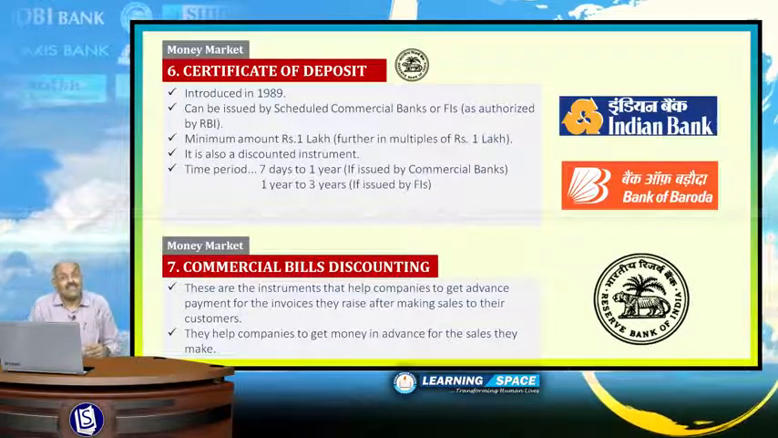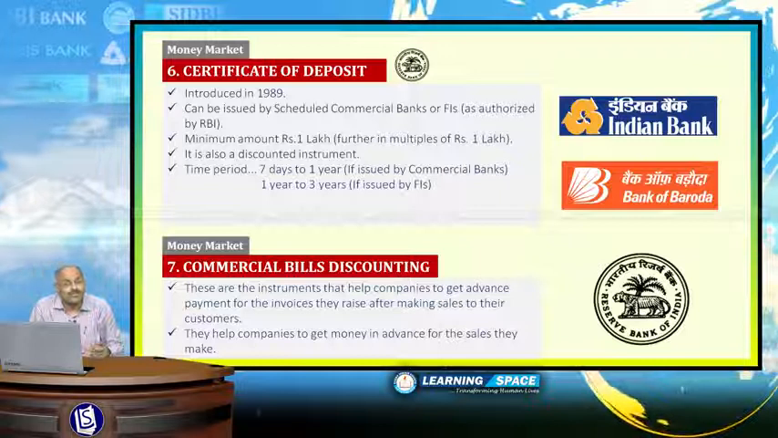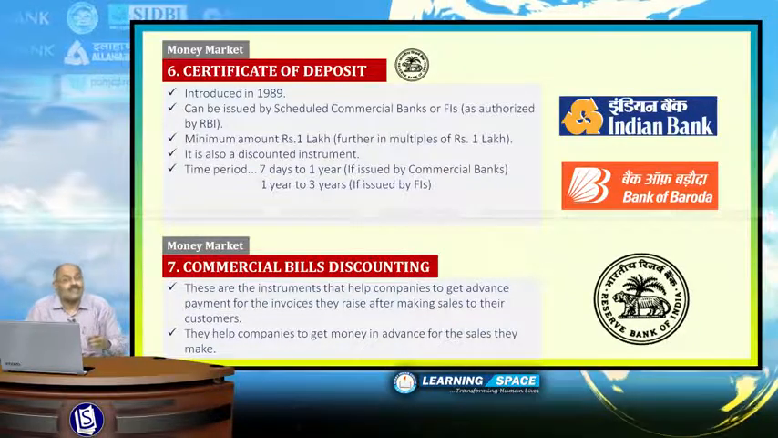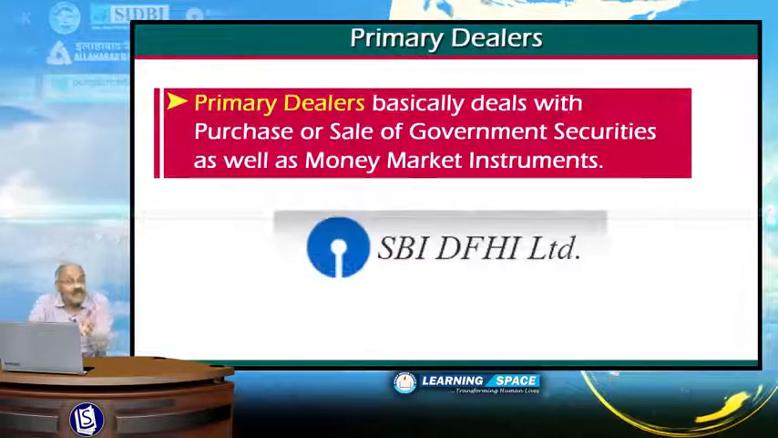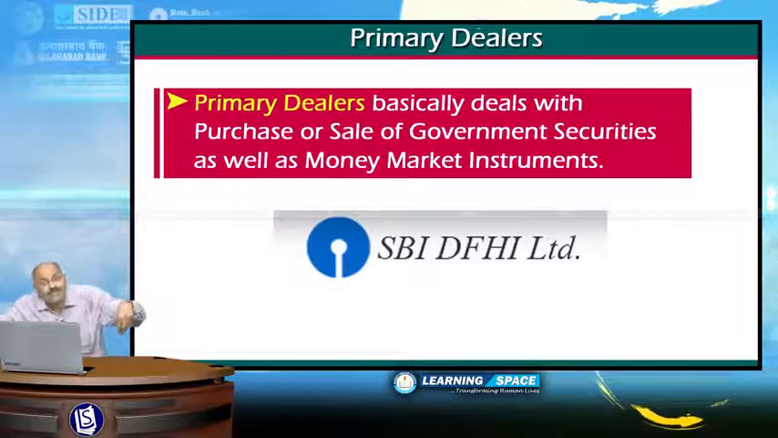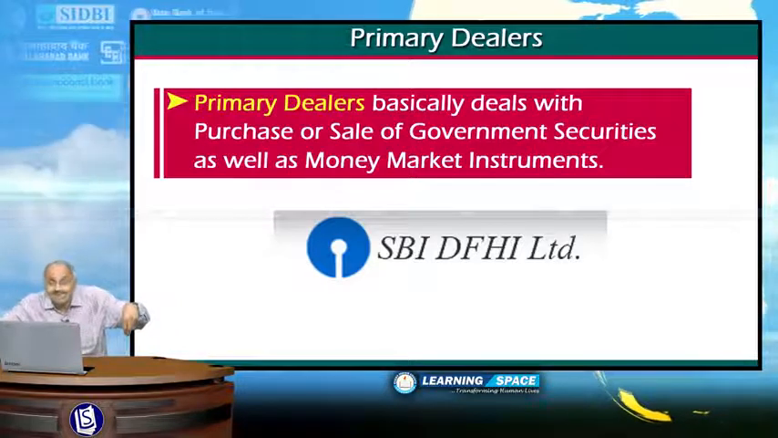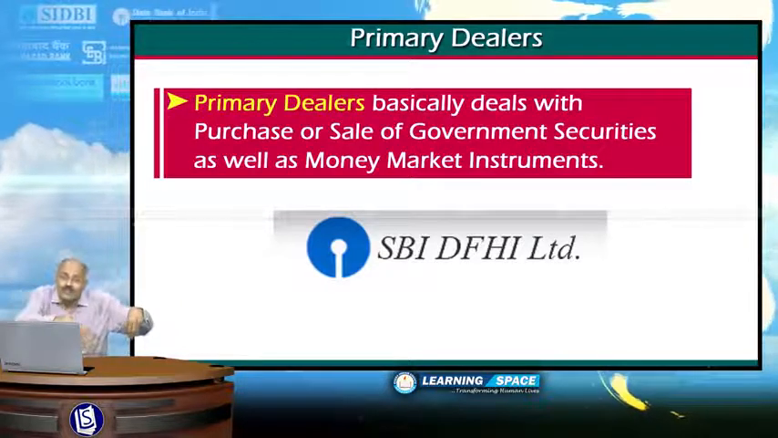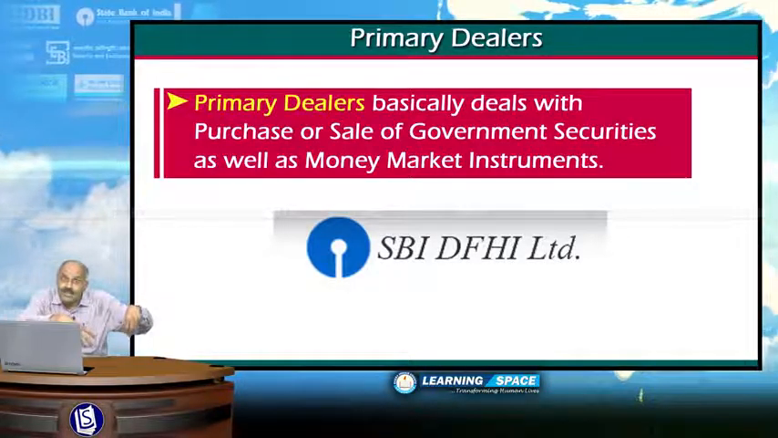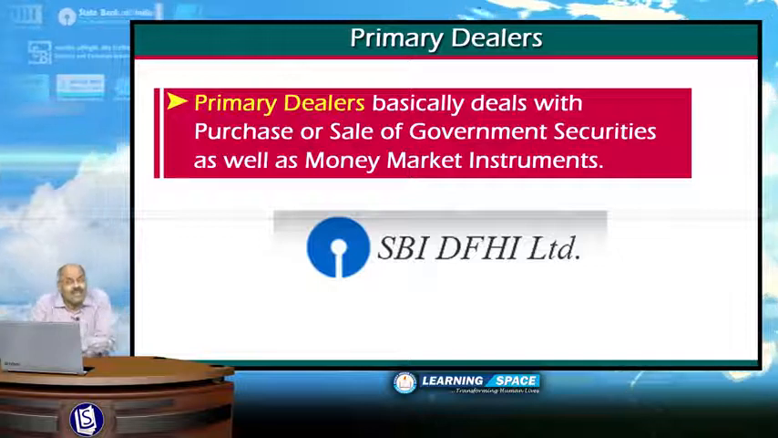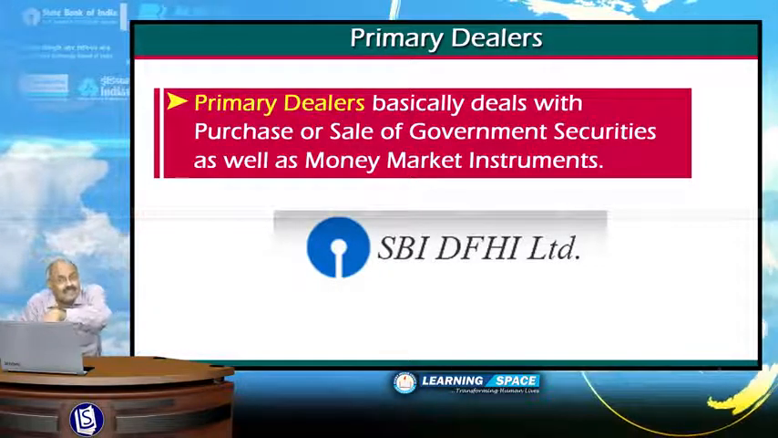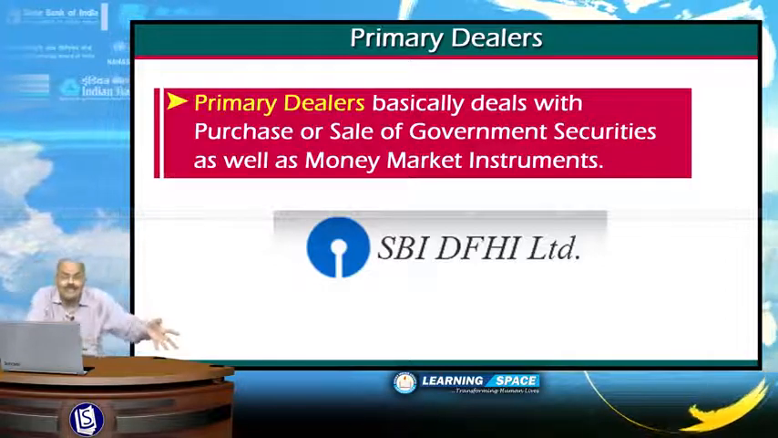Right friends, we have discussed in detail about money market instruments, and before concluding, I would like to tell you two things. One is what is meant by primary dealer. Primary dealer basically deals with the purchase and the sale of government securities, and at the same time money market instruments, what we have discussed. Primary dealers are the organizations which are vested with the purchase and sale of government securities as well as money market instruments, whatever we have discussed.